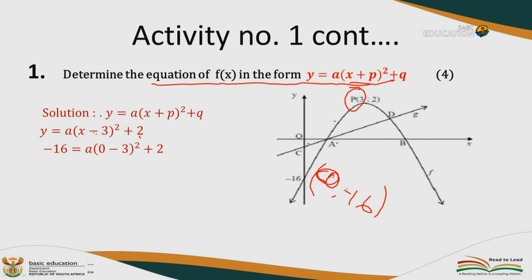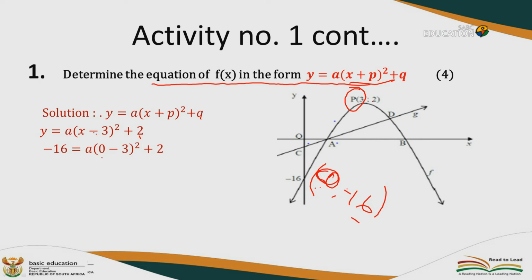We are not done. We just have to make use of any point. As long as the point lies on the graph, on the given function, then you can make use of it. In this case, (0, -16) lies on the function f(x). Our x is 0 and our y is negative 16. Then when you substitute, negative 16 is equal to a into... our x is 0. Substitute our x with 0, and that's what you get.